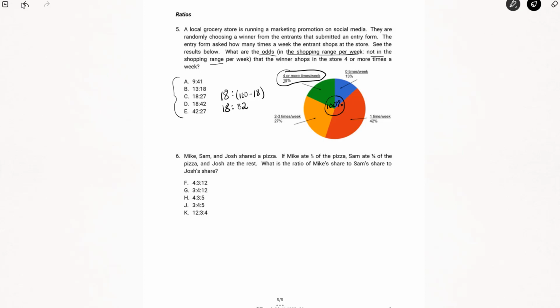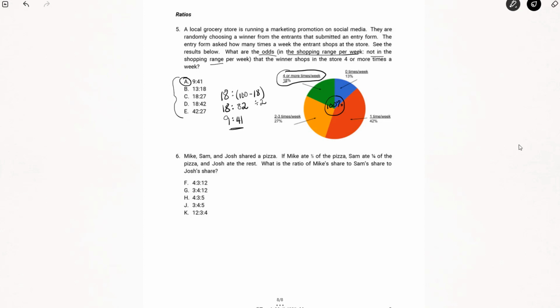And let's look at both of these, and we'll say this is not one of our answer choices, but we can look at this and see that maybe we can reduce this, like we can reduce a fraction. I can see that 2 can go into both of these numbers, so I'm going to divide both of these by 2. And 18 divided by 2 is 9. And 82 divided by 2 is 41. And that is one of our answer choices. It is answer choice A, 9 to 41. Now let's take a look at question number 6.